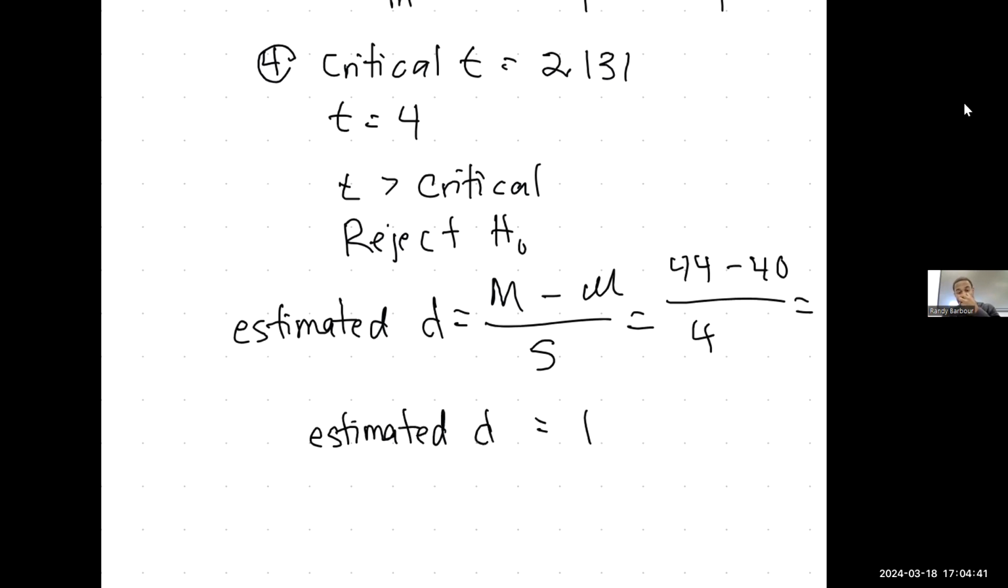If you think about the conventions, 0.2 was small, 0.5 was medium, and 0.8 is large. So with a Cohen's d of 1, it's a pretty large effect size, right? That means the magnitude of that difference is really, really large.